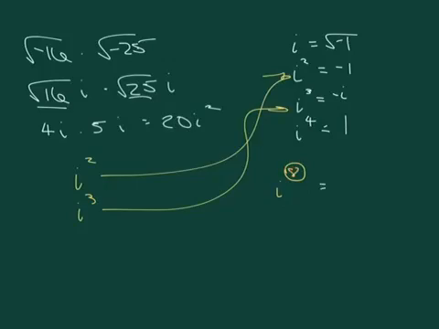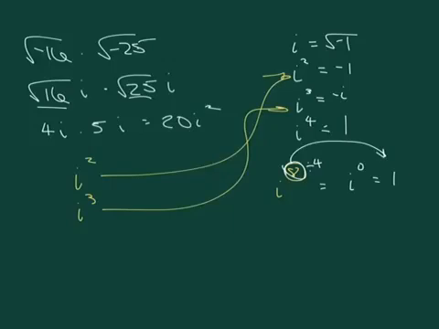But i to the 8th, we take the number up here, divide it by 4, and we get 2 with 0 left over. Okay, so we get 8 divided by 4 equals 2 with 0 left over. And that's all we care about, the remainder. We don't care what 8 divided by 4 is. All we care about is the remainder. There is no remainder, so i to the 8th power equals i to the 0, which is 1.